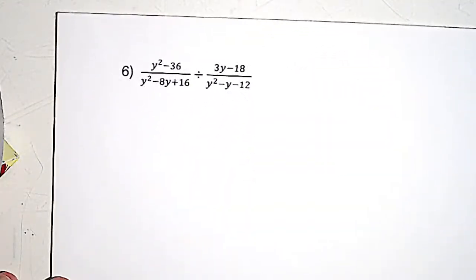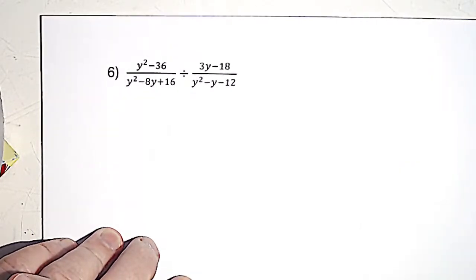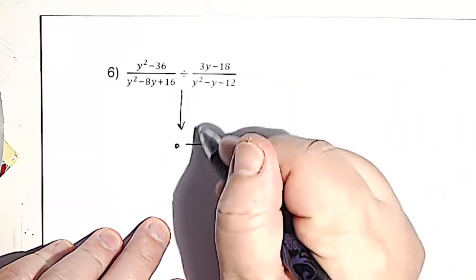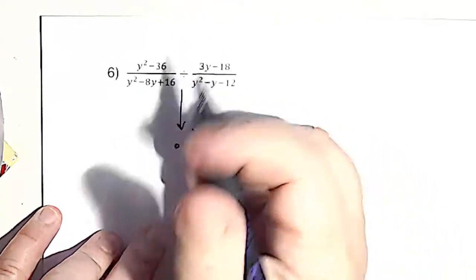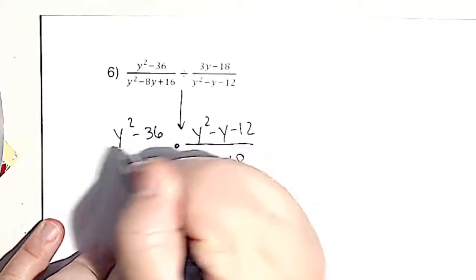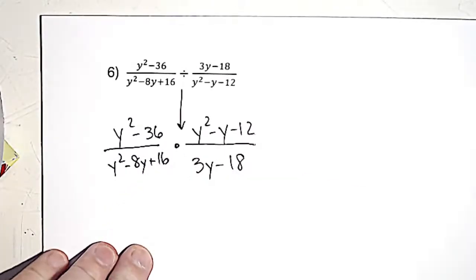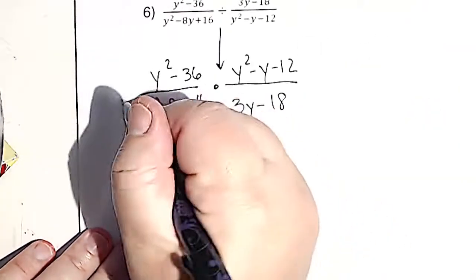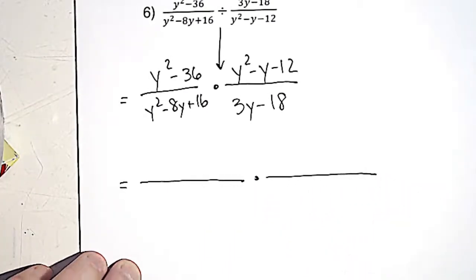I've got one more division problem, and it's a bit of a doozy. Dun, dun, dun! First thing I'm going to do is write it as multiplication, because to do anything else for me is just too dangerous. What I'm going to end up doing here is using a lot of paper. I gave myself the whole paper. I know, you guys are proud of me. I appreciate that. And I'm going to factor everything.